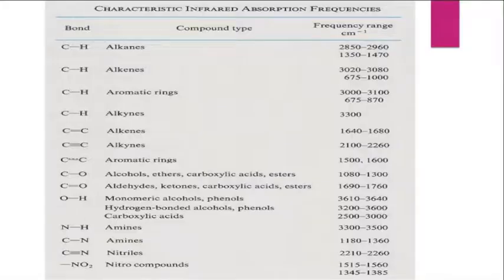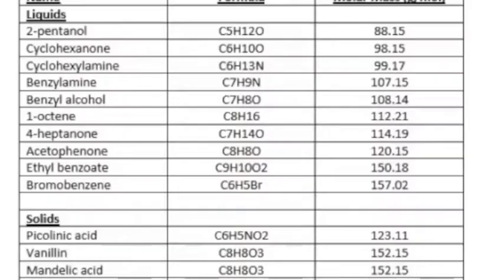Here is a chart with the corresponding wave numbers for each of the common bonds. The first 10 compounds in this list are the possible unknowns for this experiment, along with their formulas and molar masses. The last 6 compounds are the possible unknown solids.